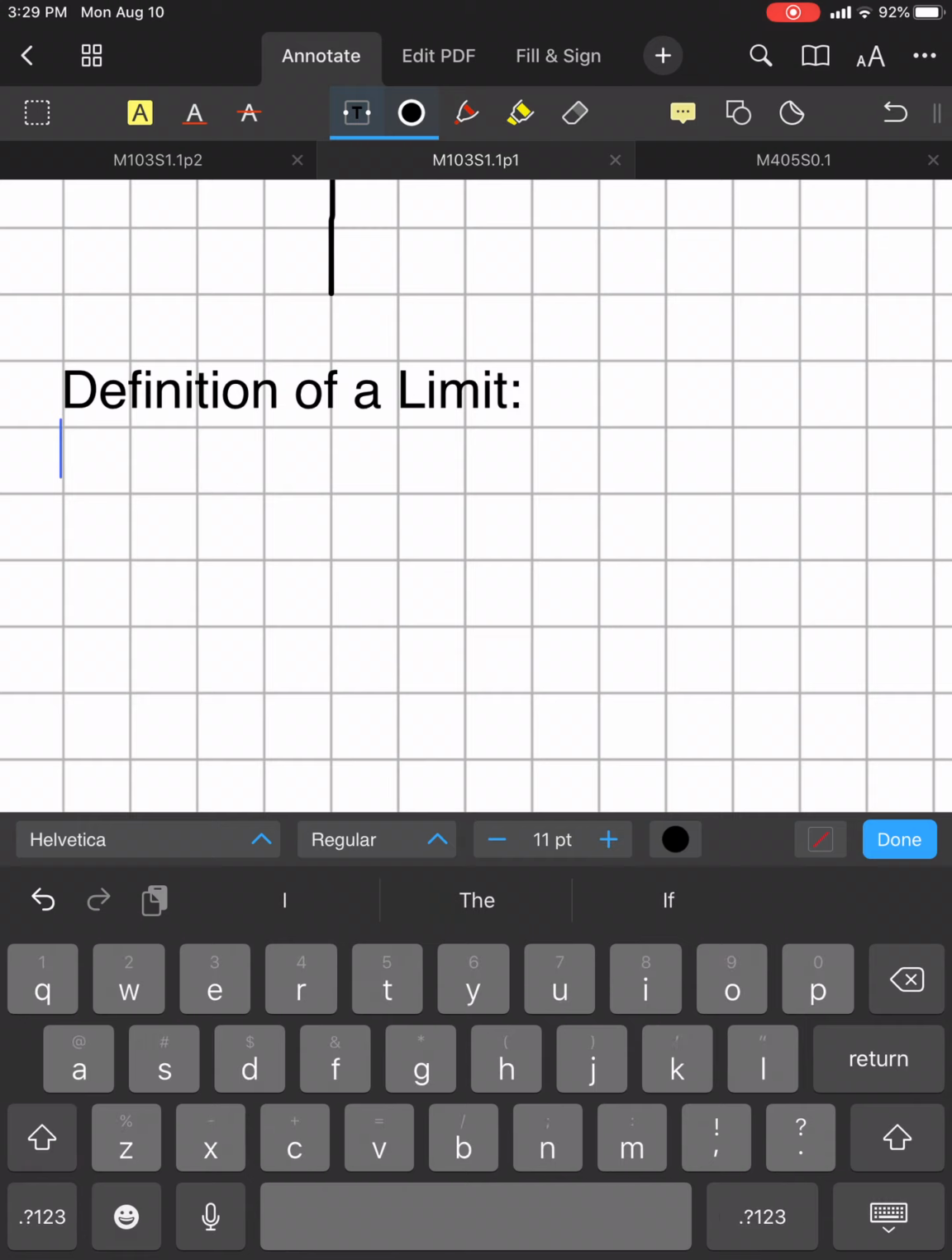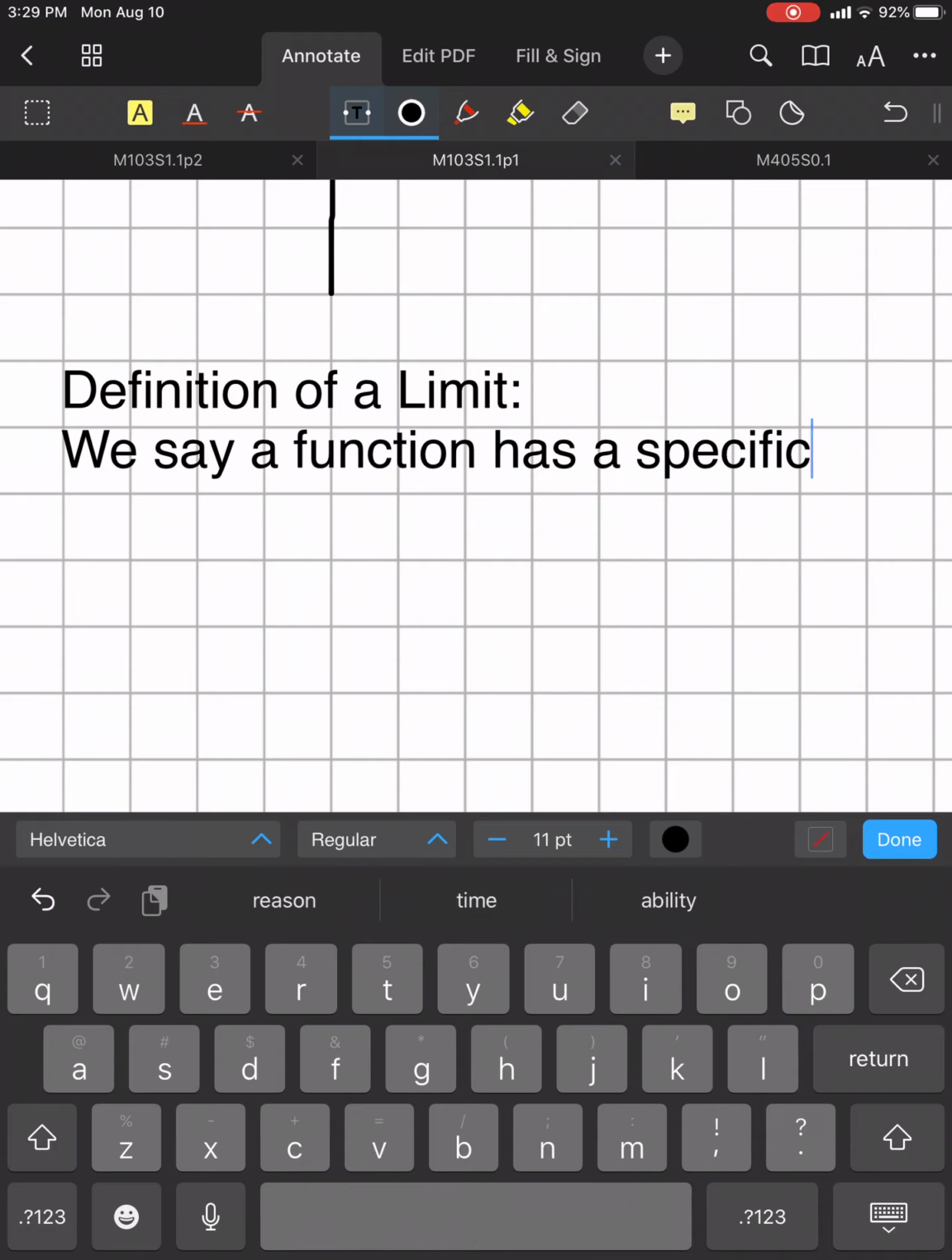What this means is we say a function has a specific limit value.